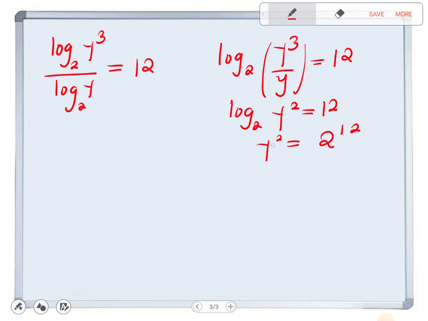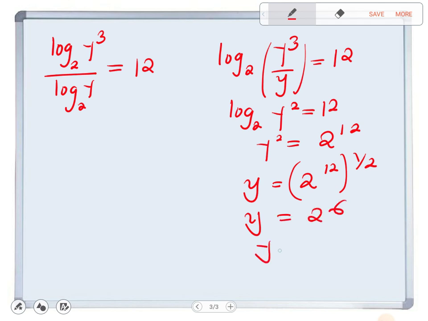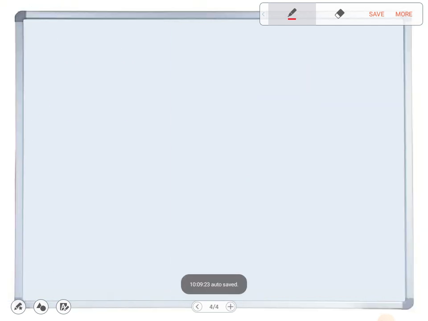So how do we solve for y? We just multiply both sides by the reciprocal of 2. So we end up having y is equal to 2 to the power 12 multiplied by half. And 2 can go into 12. So we have y is equal to 2 to the power 6, which is y is equal to 64. How beautiful. Then number B.